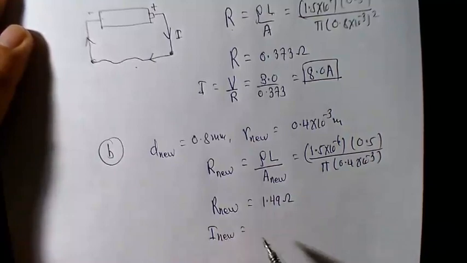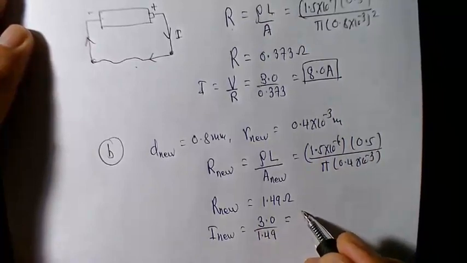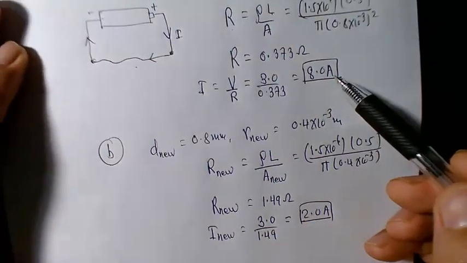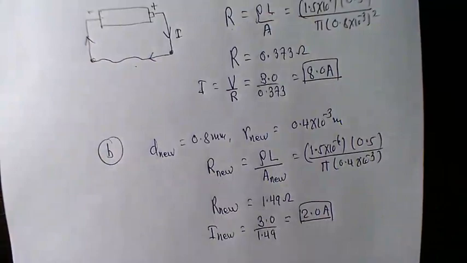So what's the new current? The new current will be, voltage is the same, you still apply 3 volts across it, divided by 1.49. So that's your new current, 2 amps. See, the current has decreased from 8 amps to 2 amps if you halve the diameter of the wire.